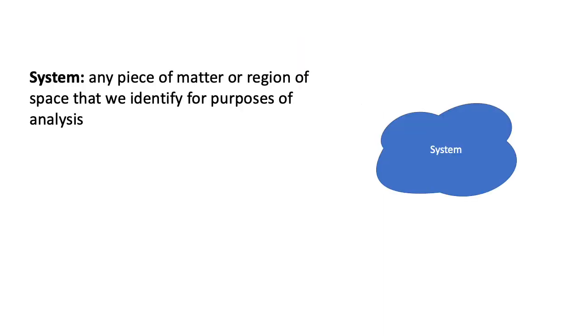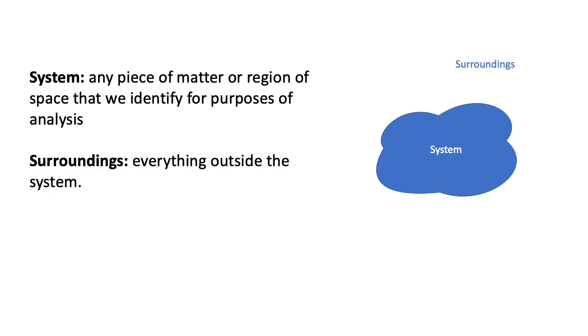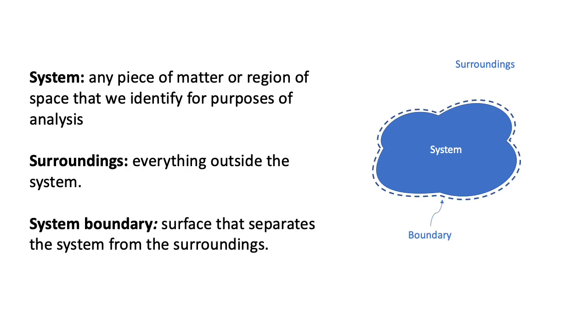The system is anything that we choose to study. It can be a piece of matter, or it can be a region of space. Everything outside the system forms the surroundings. The boundary is the surface that separates the system from the surroundings and is denoted by a dashed line.